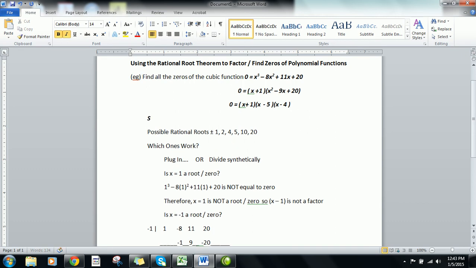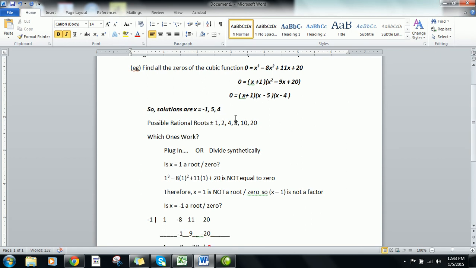So therefore my solutions are -1, 5, and 4. Of course 5 and 4 coming from these two factors. Now, you could have, if you wanted to, continued to check for 2 and 4 and 5, and you would have eventually, when you hit 4, either by plugging into the original or into this one, gotten a 0. Same thing with 5.